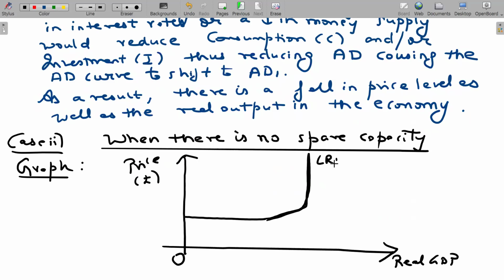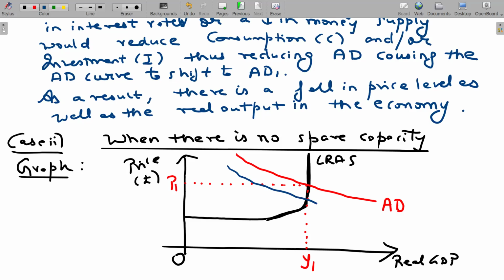Okay, this is our LRAS, and our initial aggregate demand curve is, let's say, somewhere here. This is our AD curve, initial aggregate demand curve. This is our initial price level and the initial real GDP. When there's a contractionary monetary policy, it causes the aggregate demand curve to shift to the left. You can clearly see that it only leads to a fall in the price level now, because you are on the vertical portion of the LRAS where all your resources are anyways fully utilized. Okay, so it only causes the price to fall.